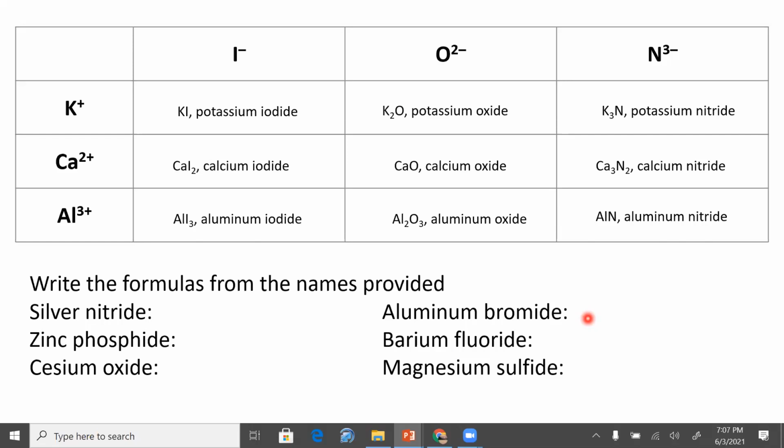A little bit more challenging now, probably because I'm not giving you the charges. So you're going to have to figure out the charges first, then crisscross them and make sure they're the simplest form. And when you're done, just so that I get a ballpark for where you are and how long it's going to take, once you do magnesium sulfide, put the answers in the chat just for the magnesium sulfide. I'll know that you're done, and then we can go over them real quick. I don't want to go over them until you get a chance to try and do them on your own.